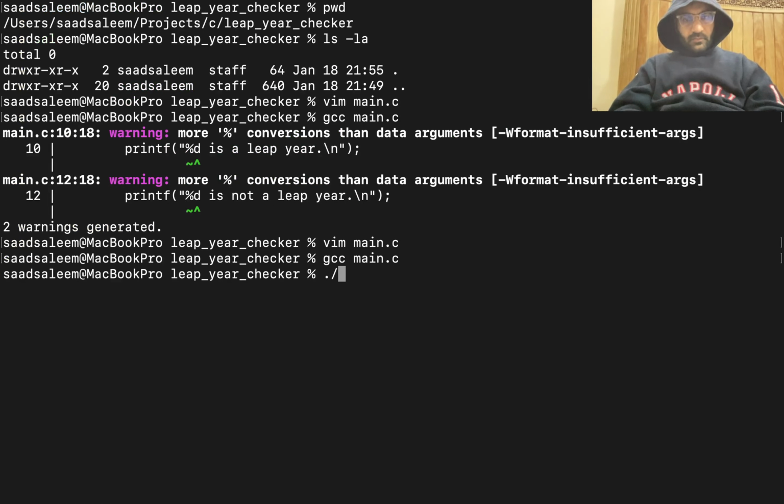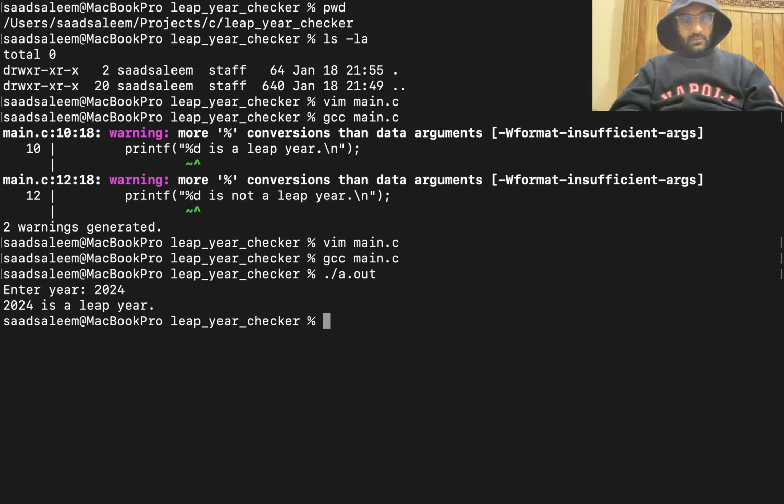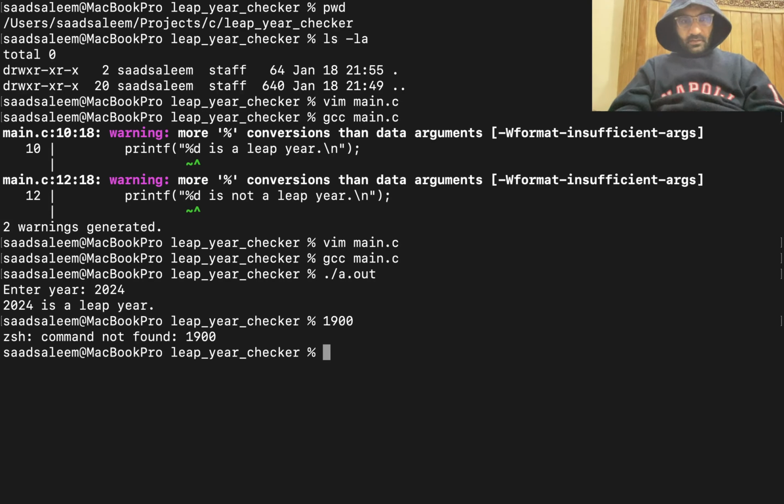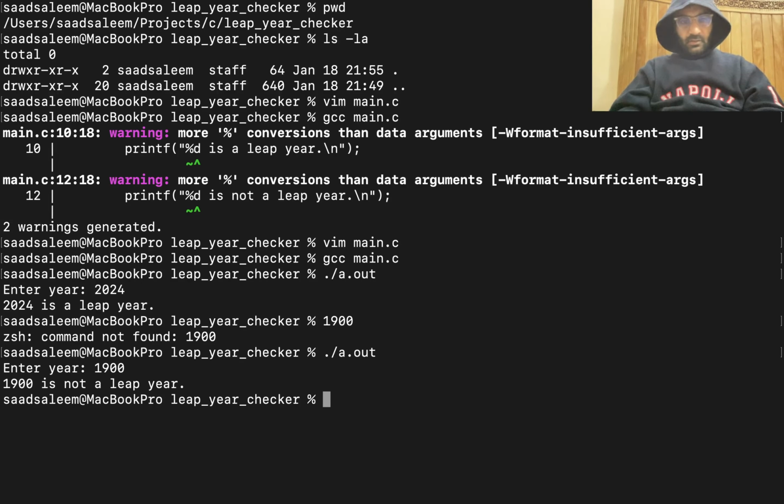Now we will compile our code. So 2024 was a leap year, so we will check with 2024. Yeah, 2024 is a leap year, and we will check with 1900. Sorry, we have to run it again. We will check 1900. 1900 is not a leap year because it's divisible by 100.